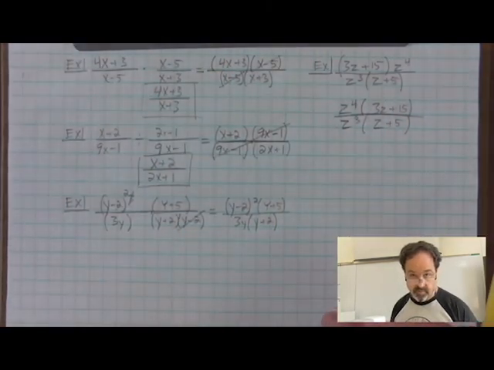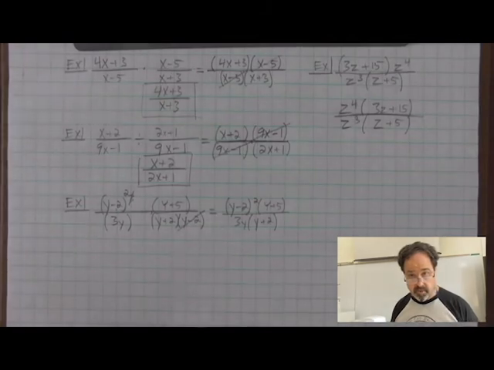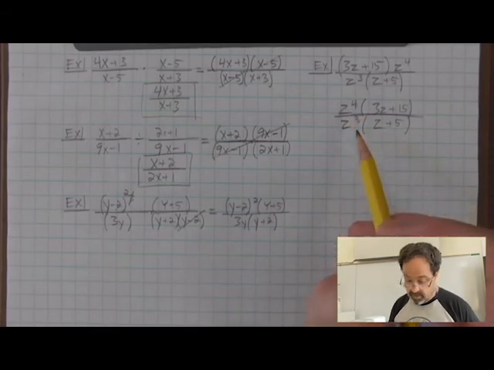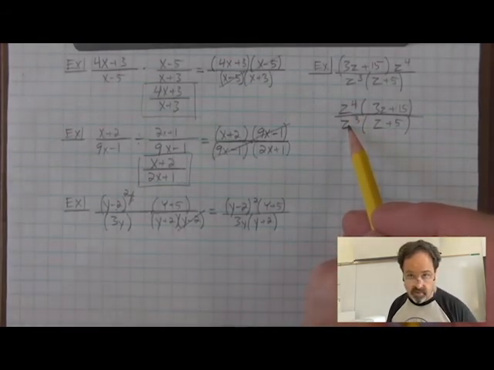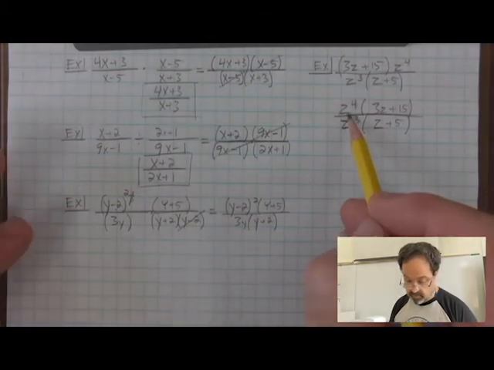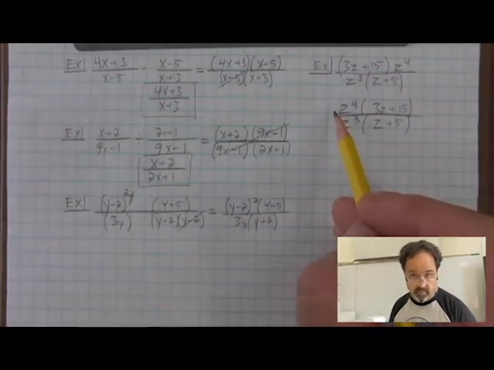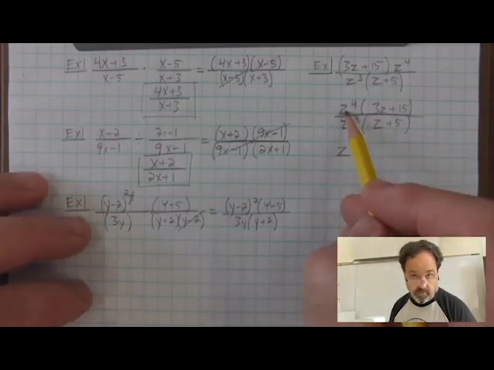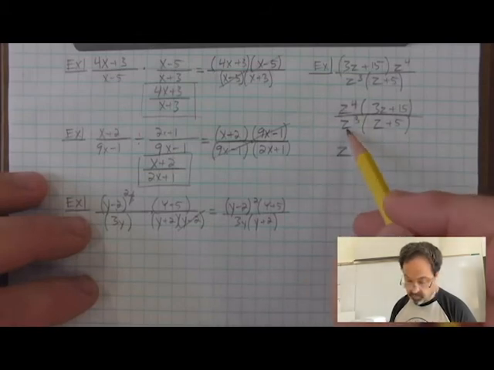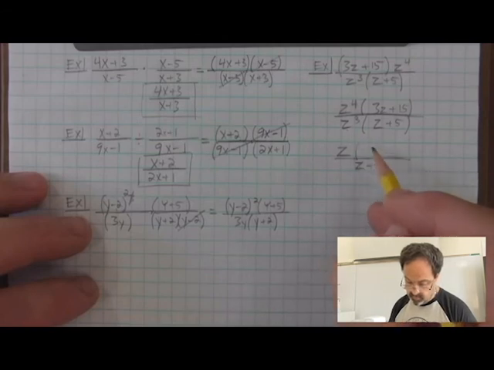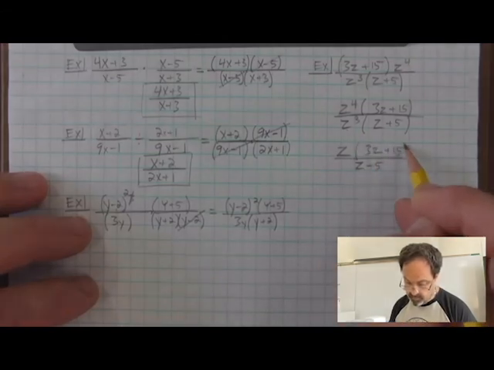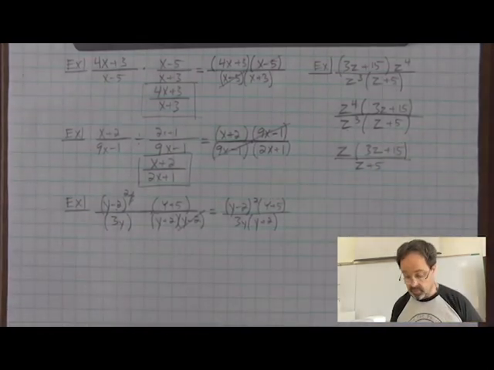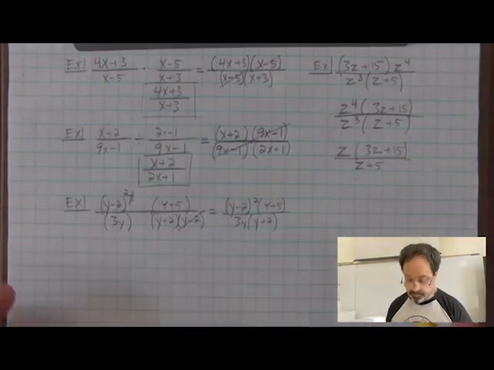Z to the 4th means z times itself 4 times. So that's 4 individual z factors. 3 of them will cancel with the 3 z factors that I have in the denominator. I can cancel 3 common z factors, which leaves a single z left over in the numerator because there's one more in the numerator than the denominator, which leaves in the denominator z + 5 and in the numerator 3z + 15. And I can continue to look for things that I might be able to cancel.